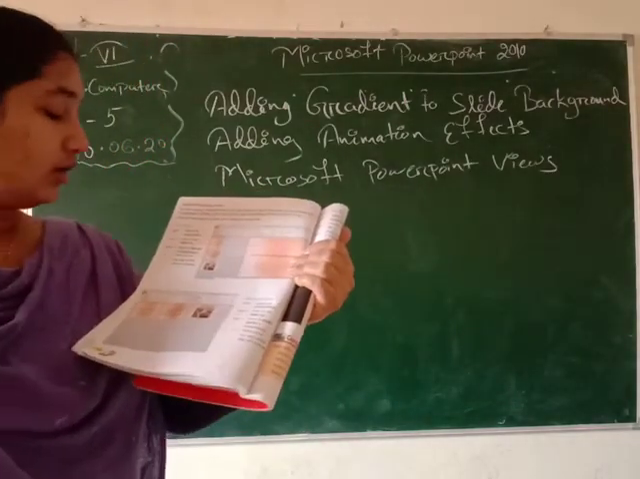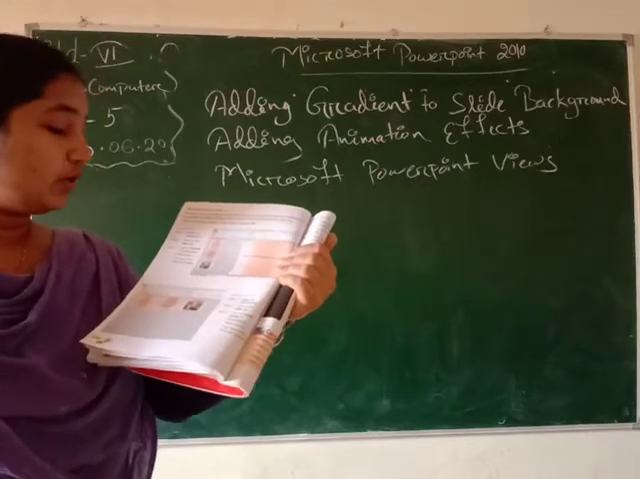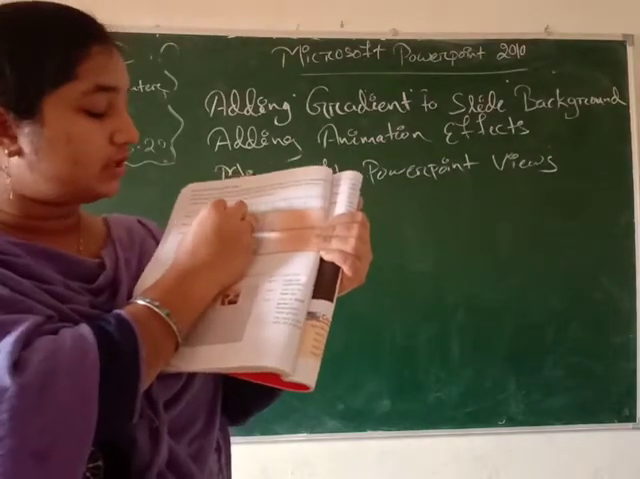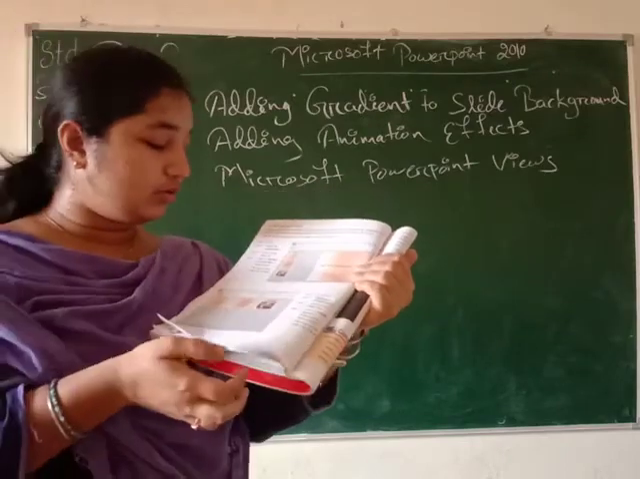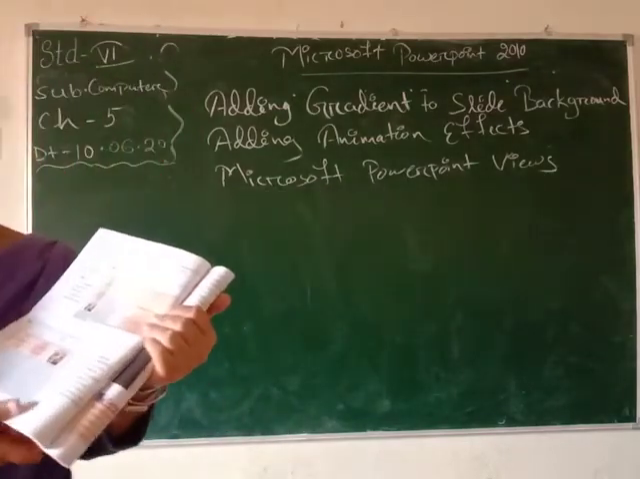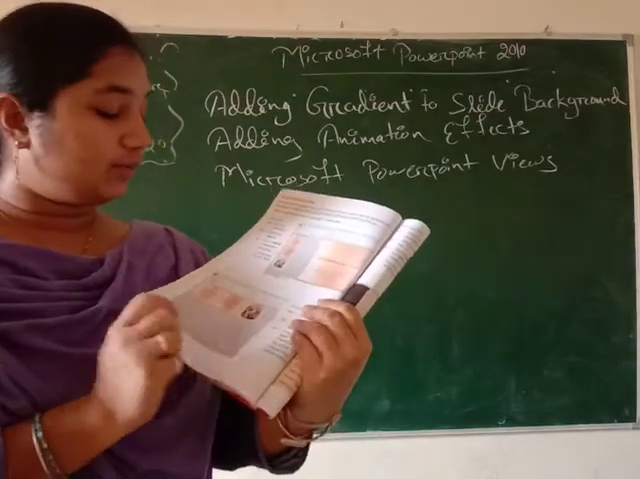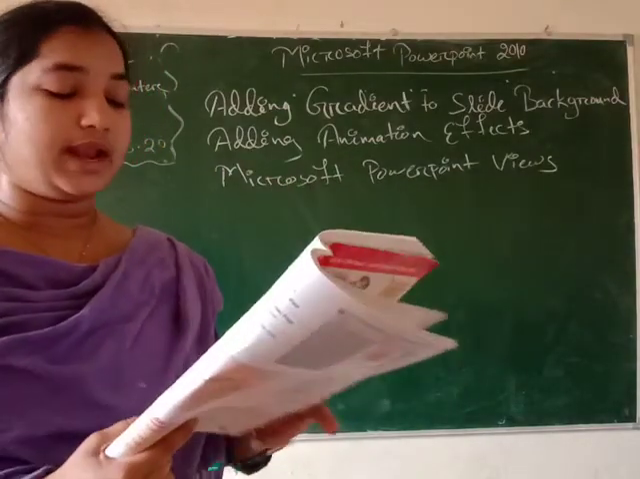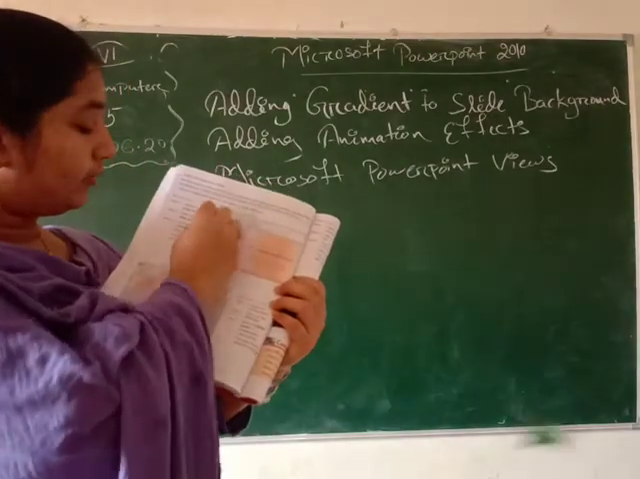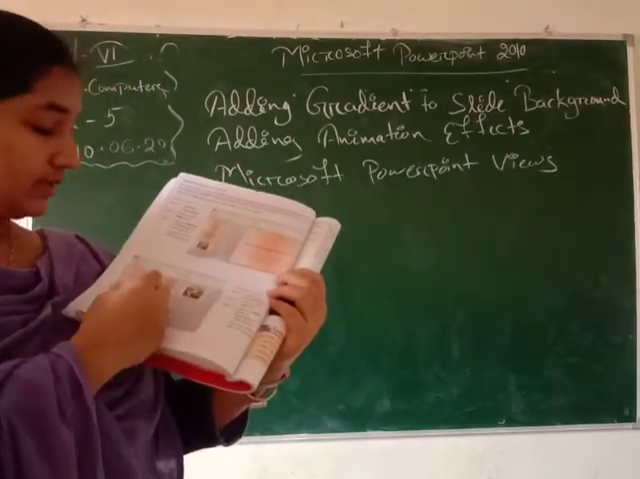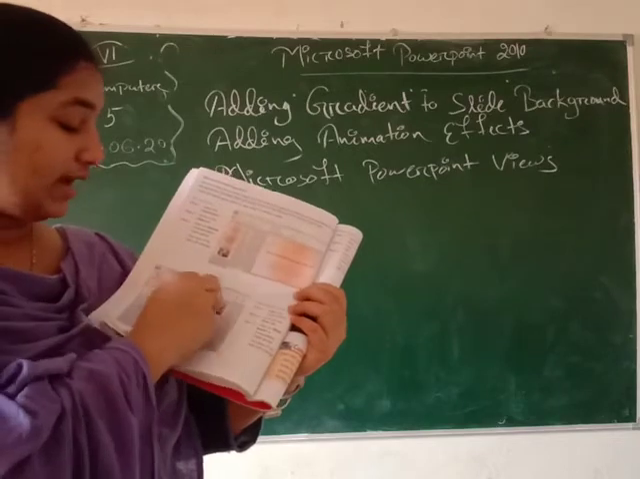After that, click on normal in the presentation views group. This is the normal presentation view, and we can click on that. The view of the slide will change. After that, we know about slide sorter view. This is the normal view, and when we click on slide sorter view, this is the slide sorter view.